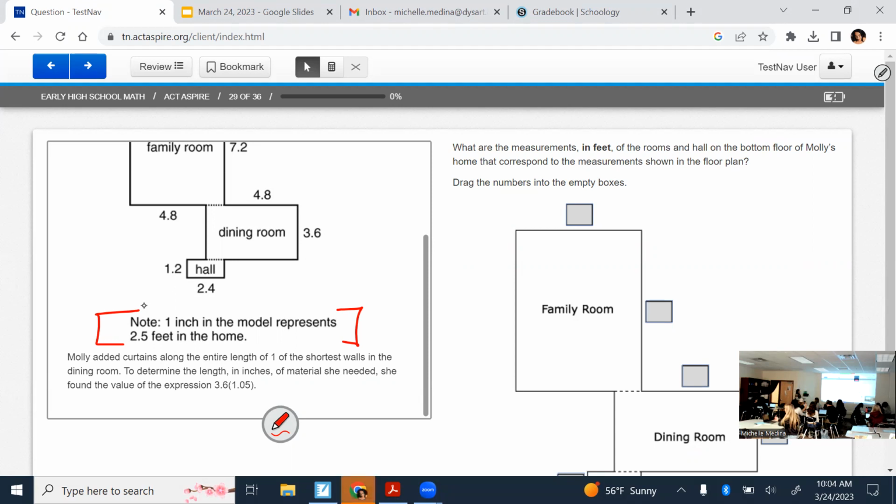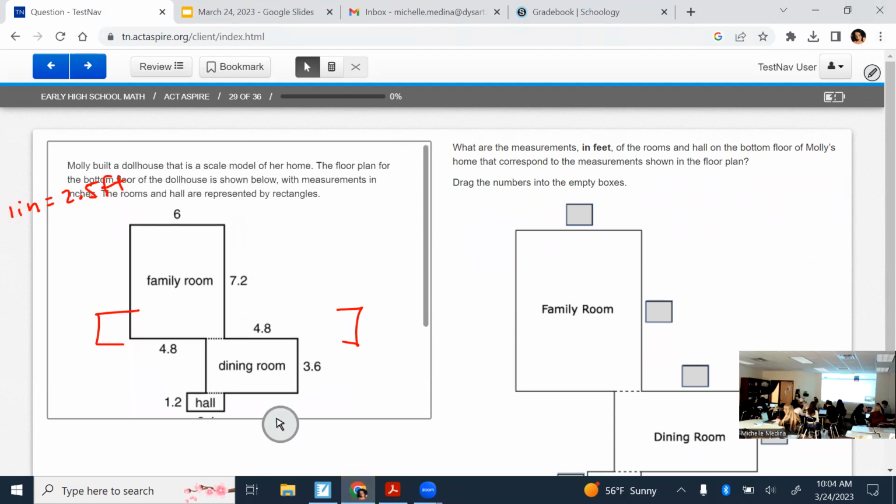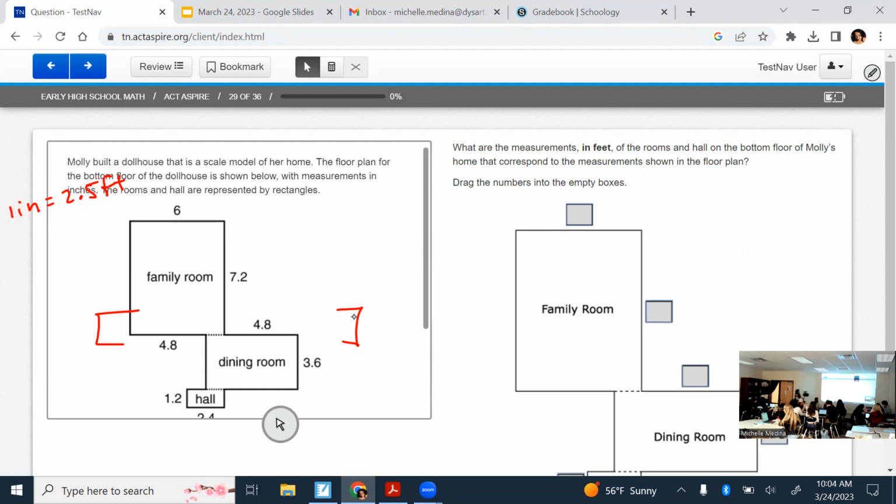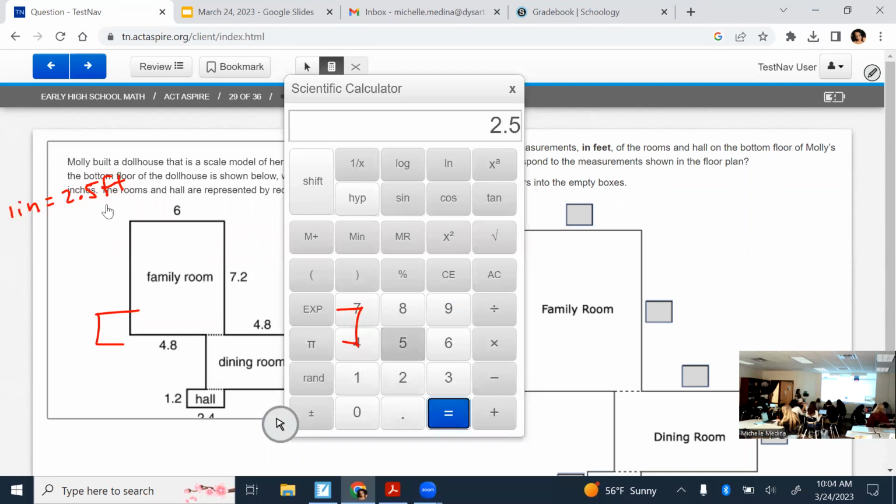So in order to figure out how many feet this should be, well, if 1 inch, and they might have it on a map like this, or they might just tell you in the paragraph that they give you what the conversion is. But if this is in inches, how do I convert it to feet? We're multiplying by 2.5 because that's what the conversion is on the paper. Normally 1 inch is not 2.5 feet, but in this model it is. So 2.5 times 6 is 15.